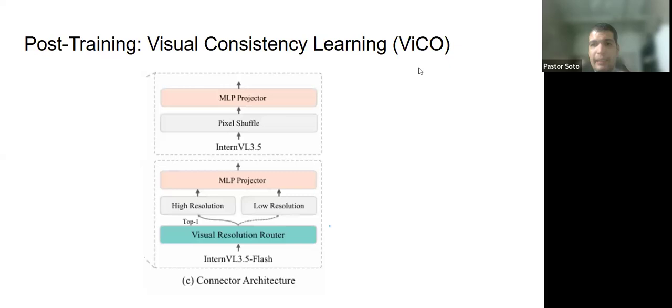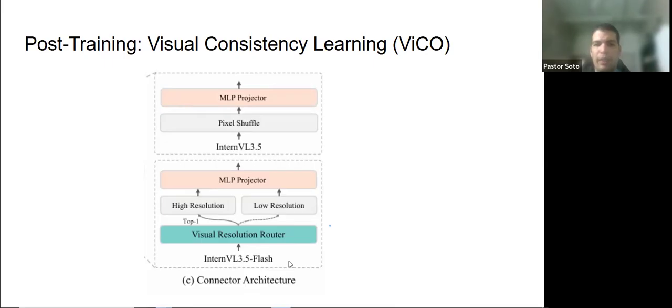So this is the final stage of the post-training pipeline. Remember that I mentioned that we have two ways of doing this. So this is the visual consistent learning, and this is the InternVL 3.5 Flash. They call Flash the one where they put the visual resolution router, which is a classification model that tells you if it is high resolution or low resolution requirements for the patch of your image.